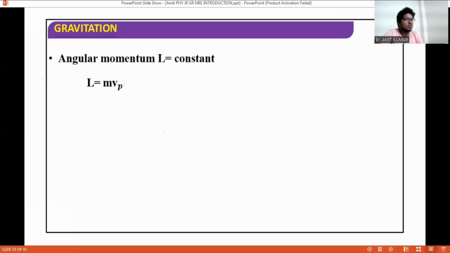Angular momentum is constant, so consider two different positions. If you see, velocity is inversely proportional to r. So if the planet is close to the sun, speed will be high. Velocity is inversely proportional to radius because L is constant. Okay, clear?